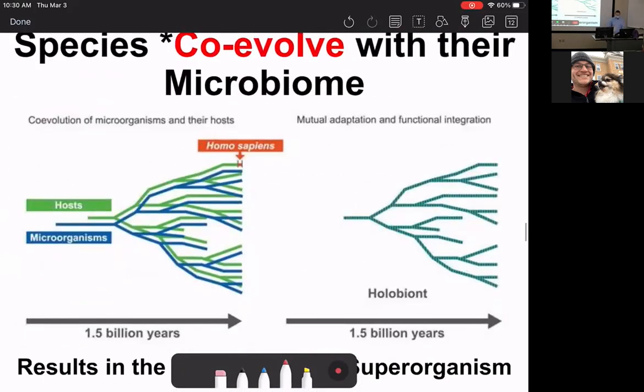Now, the microbiome of a human is wildly different than that of a bonobo. The microbiome of a dog is wildly different than the microbiome of a cat. Typically, there are specific species that exist within their host species. They have evolved over millions of years alongside them, within them.